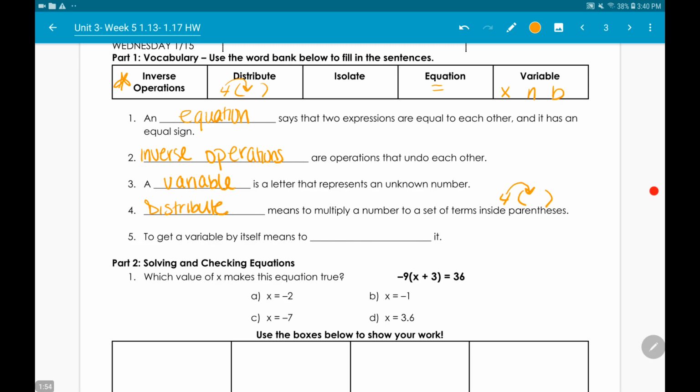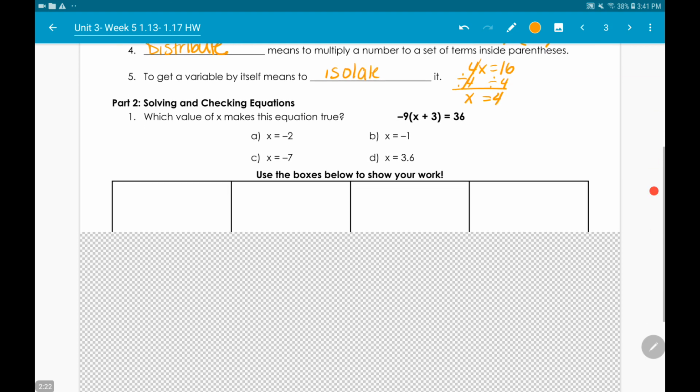All right, and number 5. To get a variable by itself means to, by process of elimination, the only thing we have left is isolate. So that's talking about having something like 4x equals 16. If I divide by 4, that's how I'm isolating x to get it by itself.